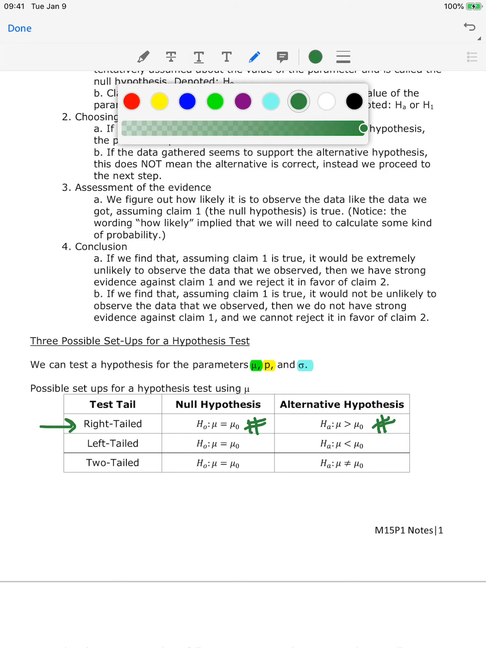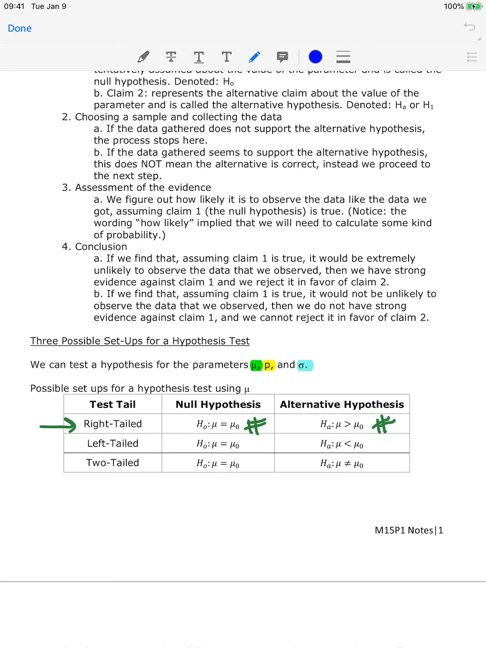The next one, the left-tailed test, our null hypothesis looks exactly the same as before. We set mu equal to a number for the population, but now our alternative, we have that mu is going to be less than that number. So less than means we shade to the left, therefore we have a left-tailed test.